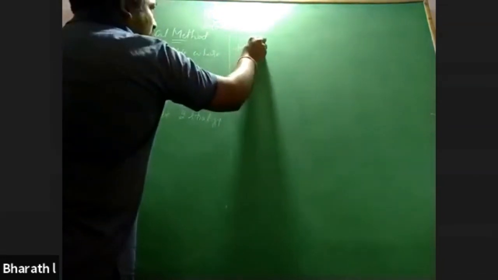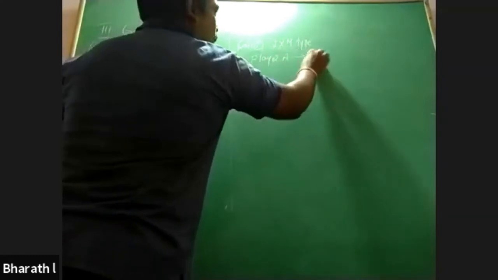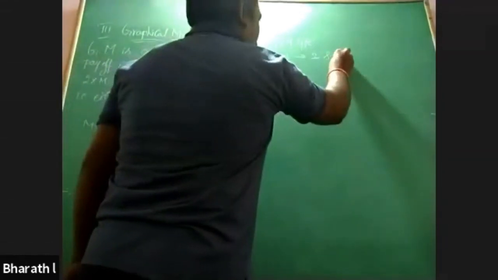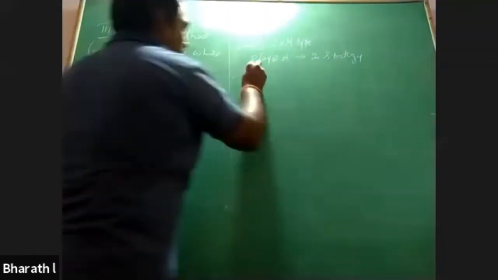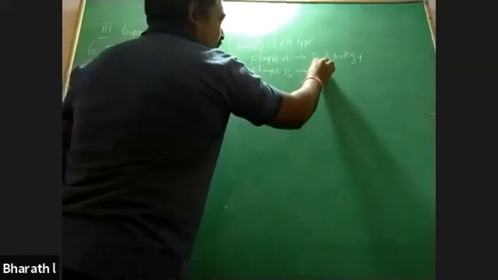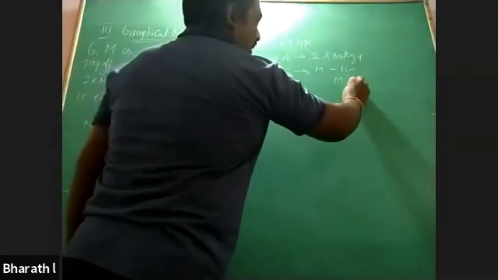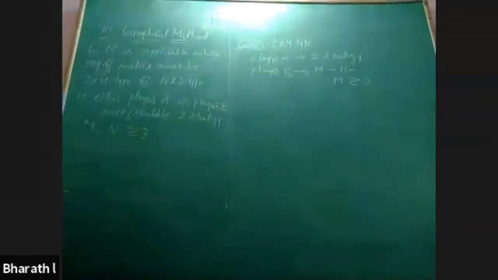Then next, we have two cases. Case 1, that is 2 cross M type. Here, player A has two strategies, whereas player B has M strategies, where the value of M is greater than or equal to 3.